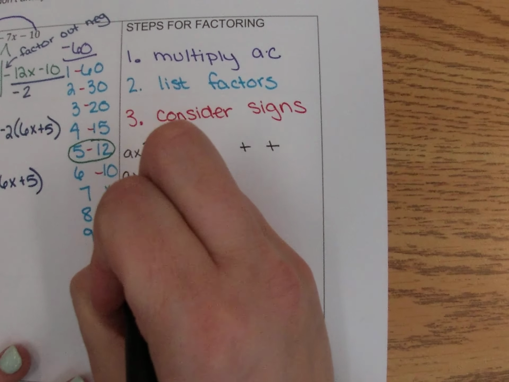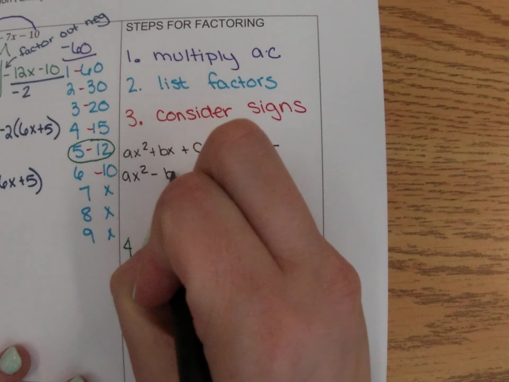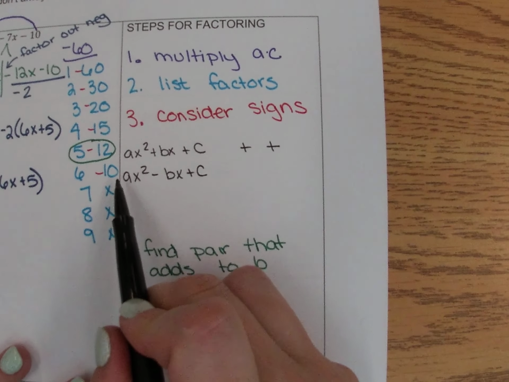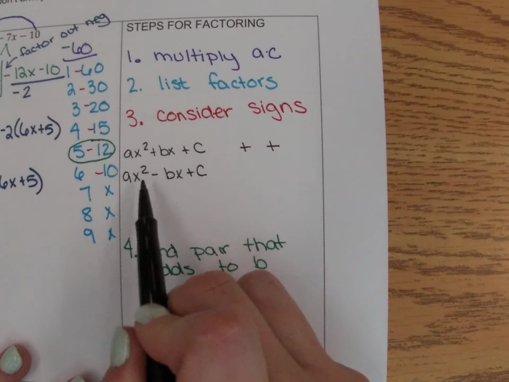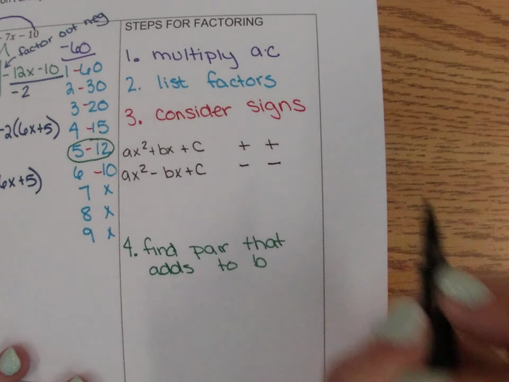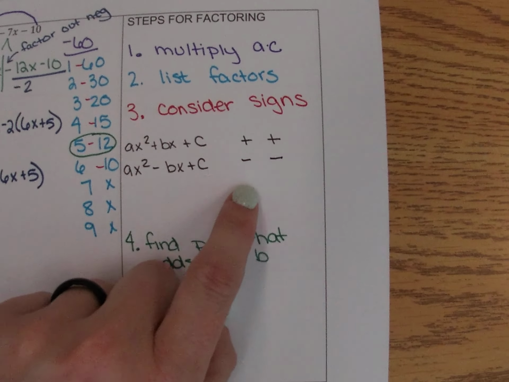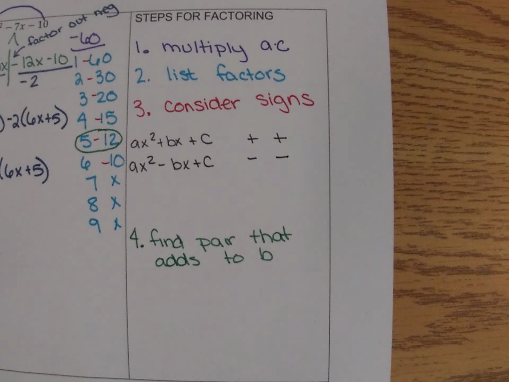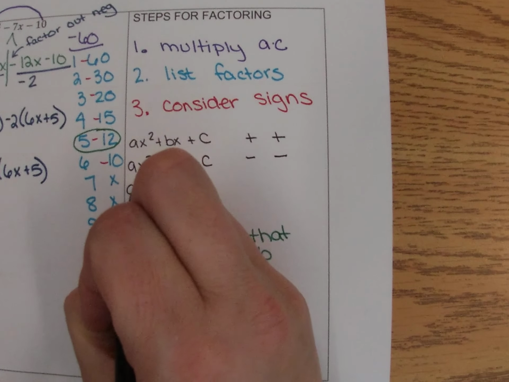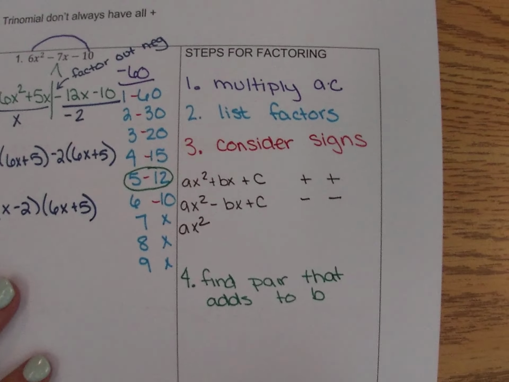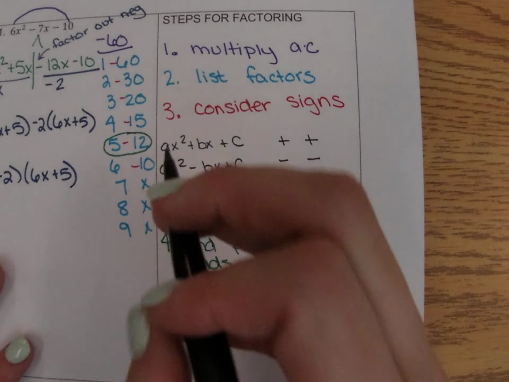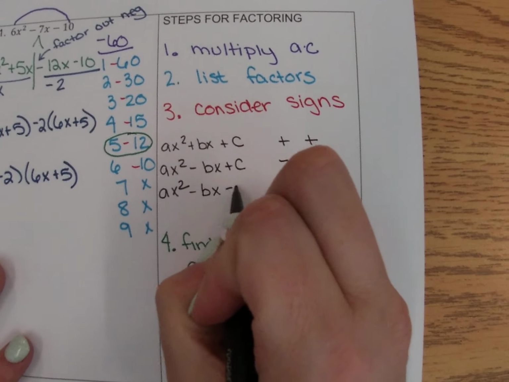If we know that when we take A times C, it's positive, but they add up to a negative, then we need them both to be negative, right? A negative times a negative is still a positive, but will add up to a negative. If we look at the one that we just did, a negative and a negative, right? So we have ax squared minus bx minus c, right?